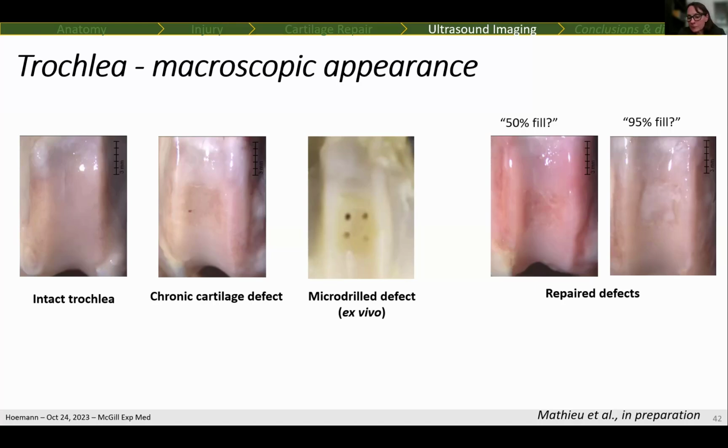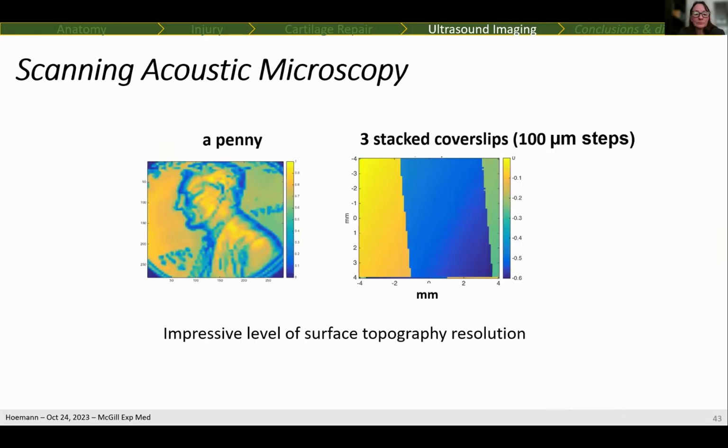And if you're a surgeon, we usually did this macroscopic scoring where we asked the surgeon, well, what percent fill do you see in that defect? So maybe 50% on the left, maybe 95% on the right, but it all really is kind of instinct. We don't know. We have to measure that somehow.